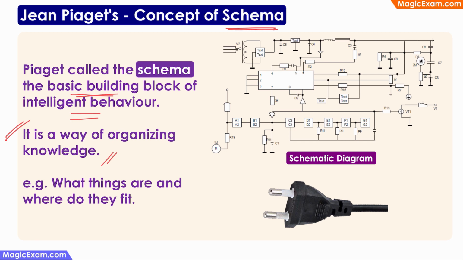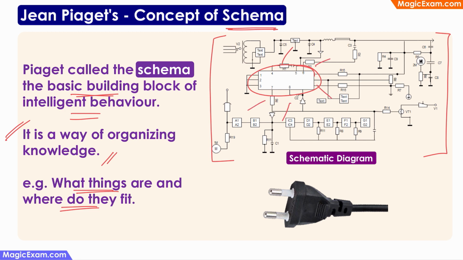And whenever you get any new information, you are either going to add it to an existing schema or you are going to create a new schema for that. So schema is nothing but an idea or a way of understanding what things are and how they fit with each other and how they are connected to each other. You must have come across diagrams like this. This is called a schematic diagram. In a schematic diagram, you have different components and there is a pathway to show how these different components are connected to each other.